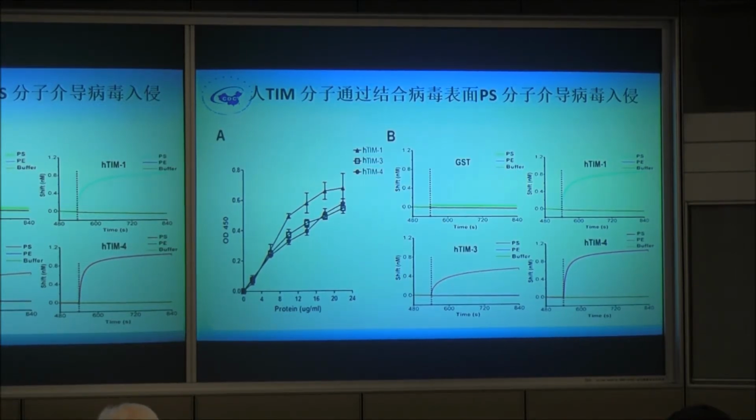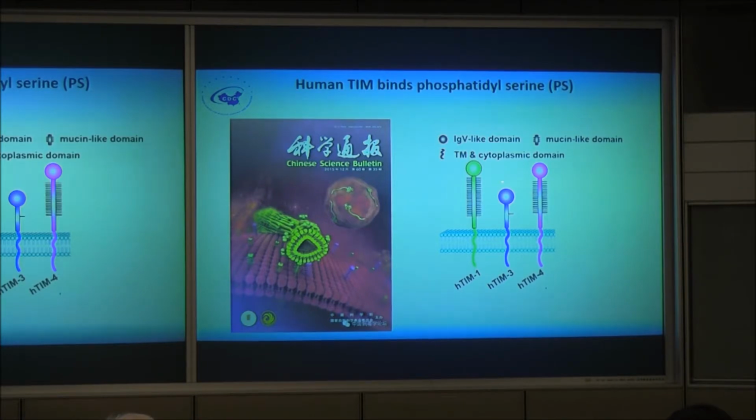So the difference, why are they different? Because the length plays a very important role. Remember what I showed you here? This Ig-like domain can really bind to the phosphatidylserine very well, but because the one for TIM-3 is too short, there is no binding.